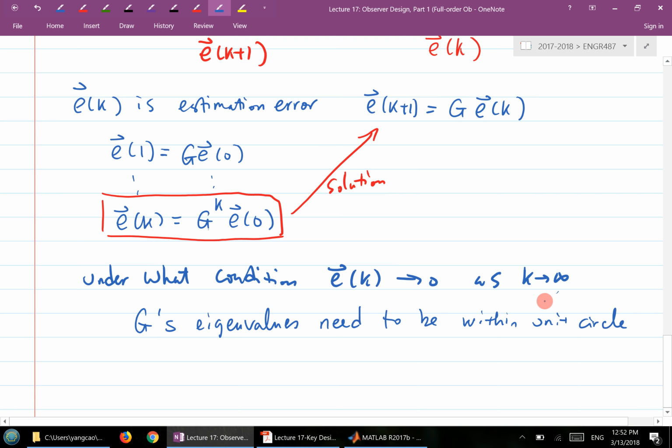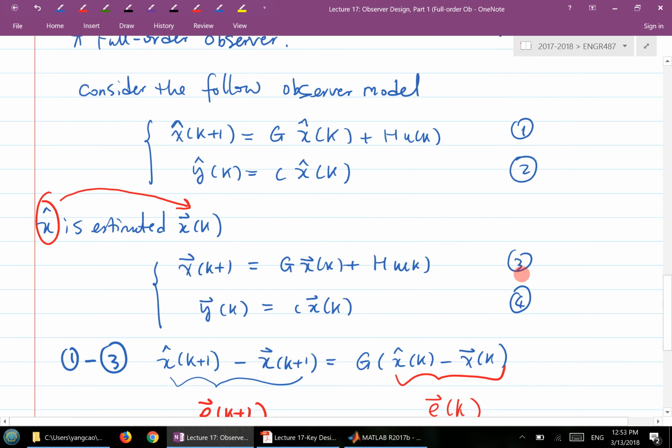But this is kind of ideal, isn't it? G is a system matrix. You cannot guarantee that the system matrix G will always have eigenvalues within the unit circle. It's not a guarantee. If you're lucky, then fine, this will work. But what if the eigenvalues are not within the unit circle? This observer model could work, but it doesn't work all the time.